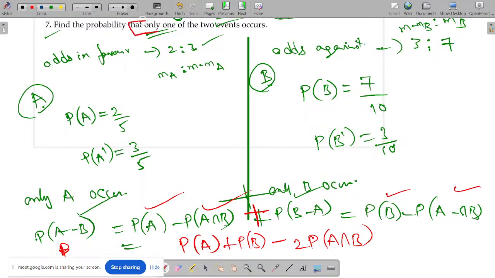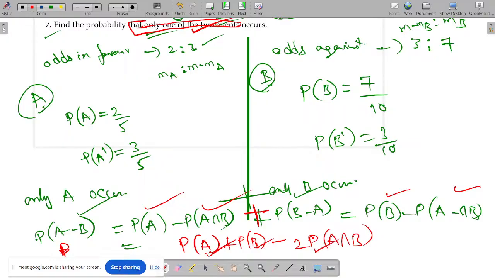Once it was asked this way, the probability that only one of the two events occurs, now we can present it. What is the addition theorem? P of A union B is equal to P of A plus P of B minus P of A intersection B. Here, only one of the two events occurs is P of A plus P of B minus 2 times of P of A intersection B.